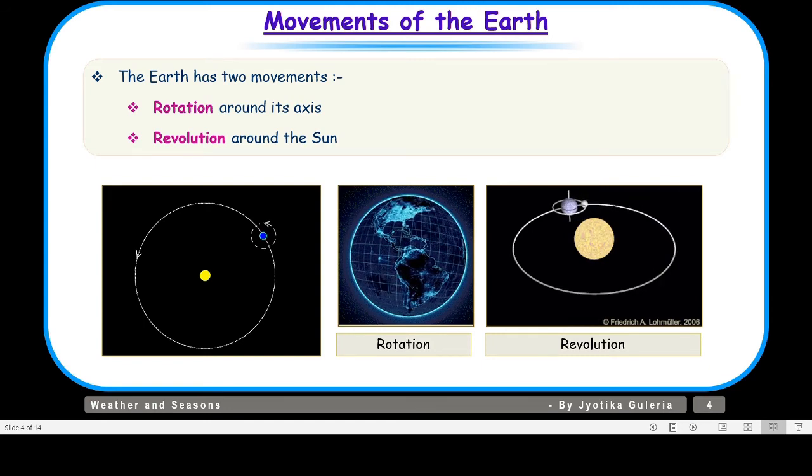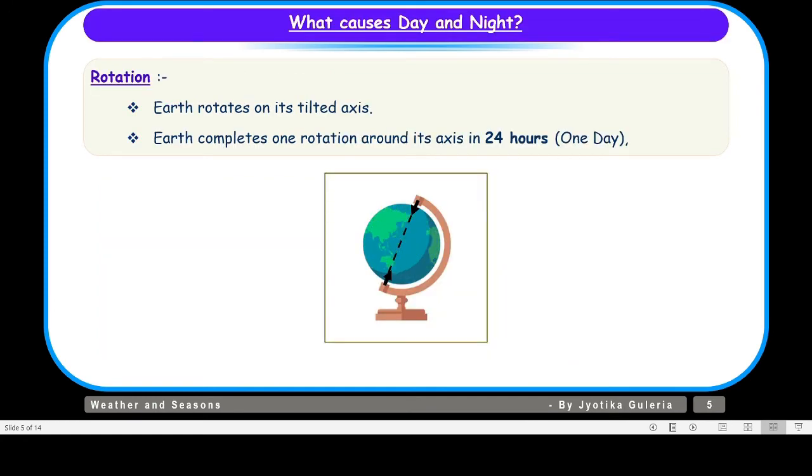So children, now let us take up the first movement of the earth, that is rotation. Earth rotates on its tilted axis. Earth completes one rotation around its axis in 24 hours or one day. So children, as you can see here, this is the axis of the earth and the earth is rotating on its own axis. So the movement of the earth on its own axis is called rotation, and it completes one rotation in 24 hours.